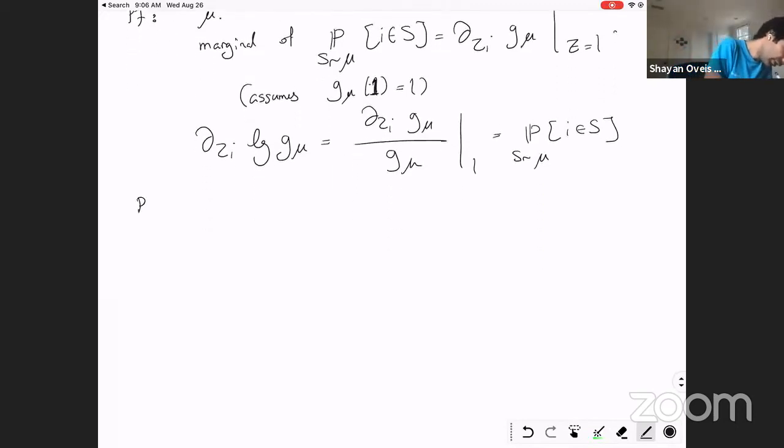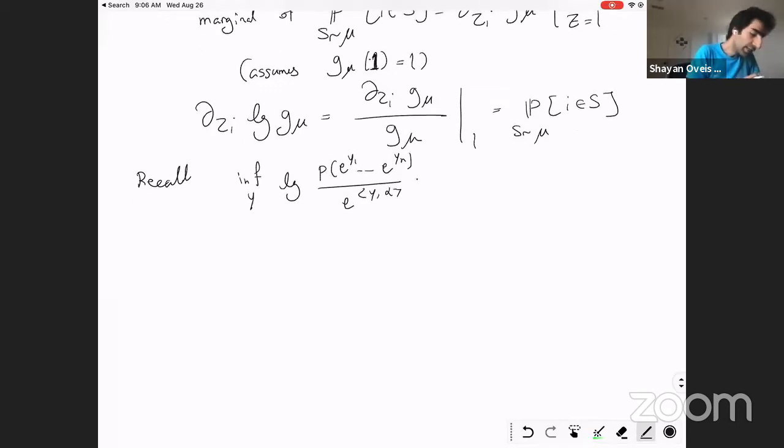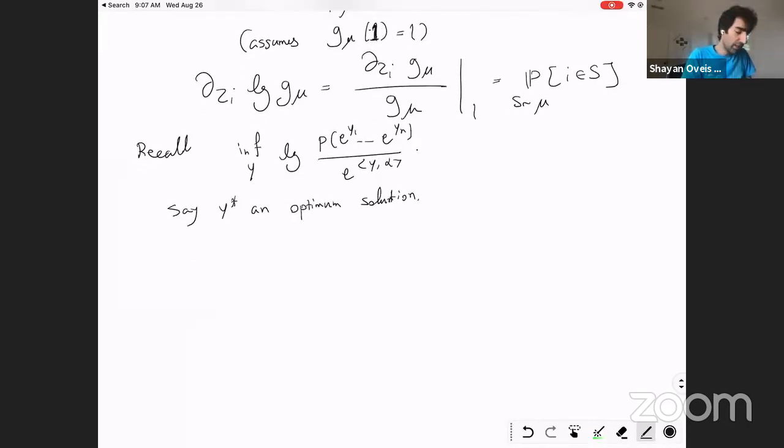So recall the max entropy convex program. It was an infimum; I'm going to write the convex version of it. You have the infimum over y of log of p of e to the y1 up to e to the yn, minus y times alpha, where alpha is in the Newton polytope. So this is a convex program. I'm going to write out the optimality condition of this convex program. So let's say y star is an optimum solution, and I want to write down the optimality condition.